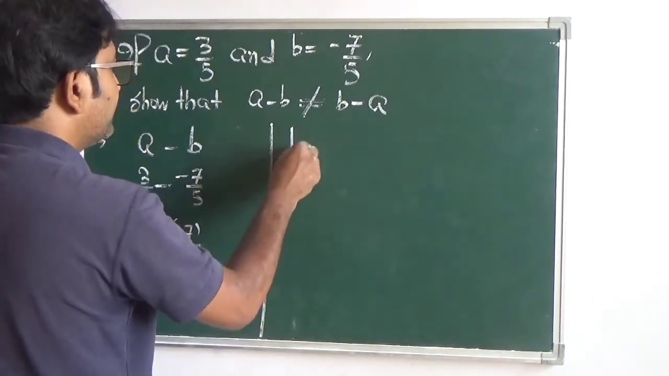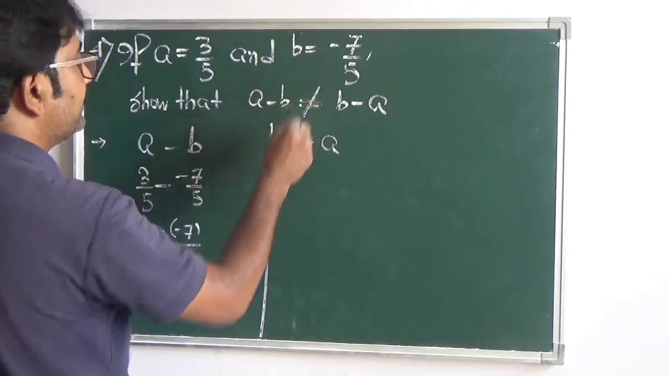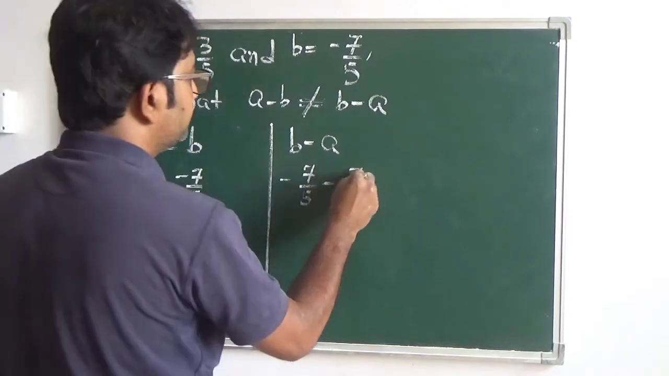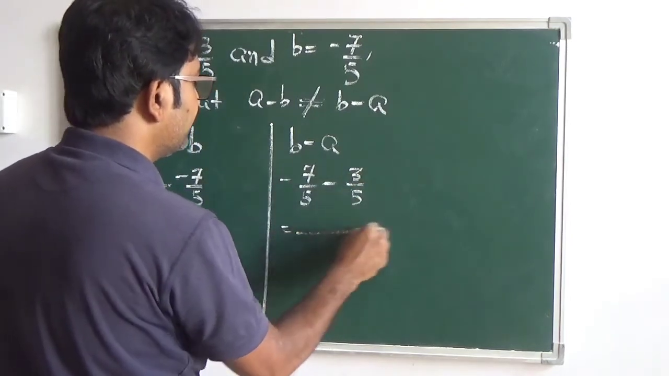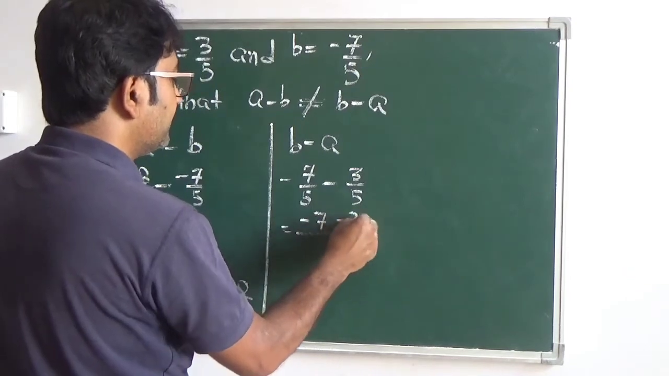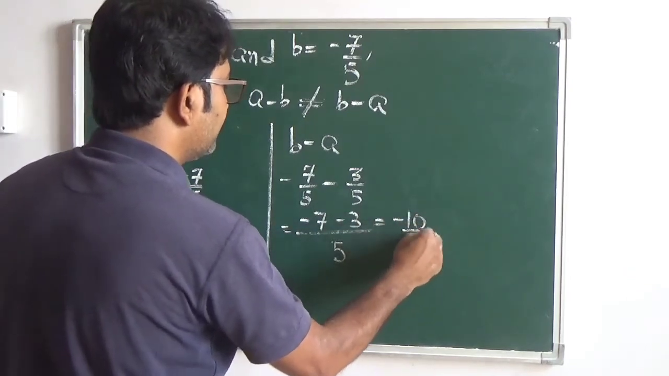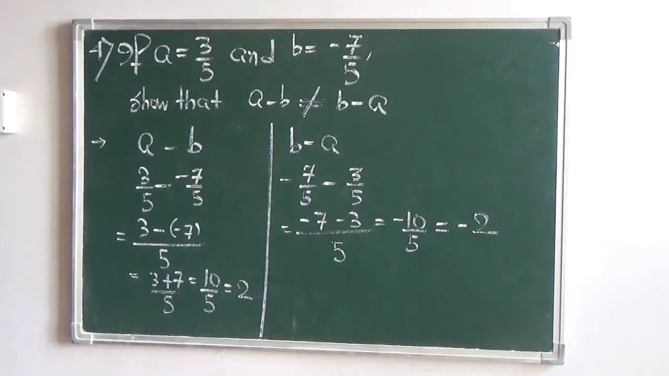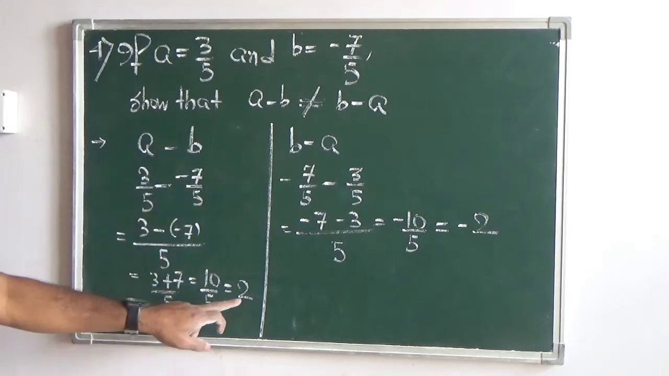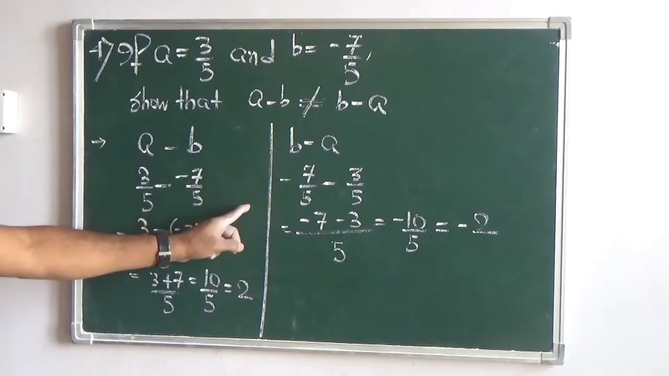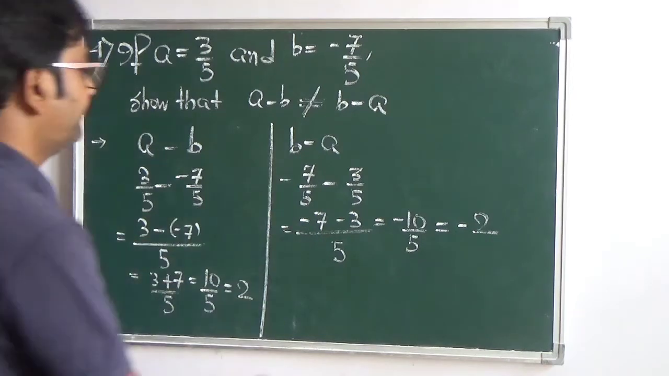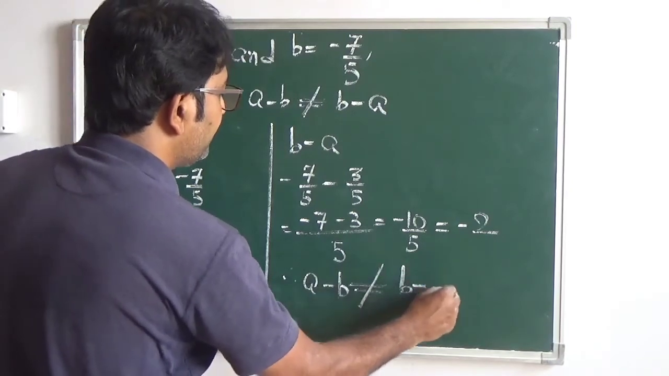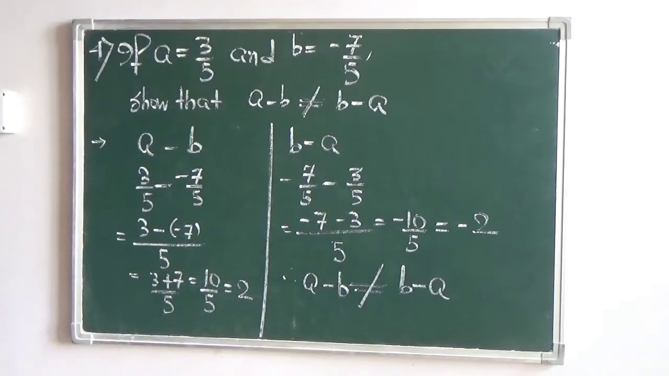So let us check b minus a now. b minus a, b has to be written first, minus a is 3 by 5. So if you take the LCM, it comes to 5, minus 7, minus 3, that becomes minus 10 by 5, and the final result is minus 2. So when you calculated a minus b, the result comes to 2, and when you calculate b minus a, the result comes to minus 2. So therefore, a minus b is not equal to b minus a. Hence it is proved.